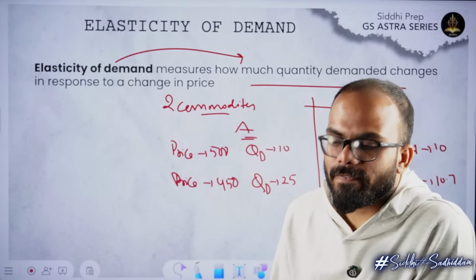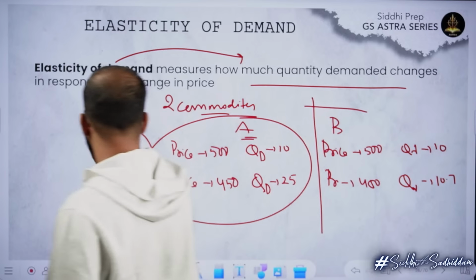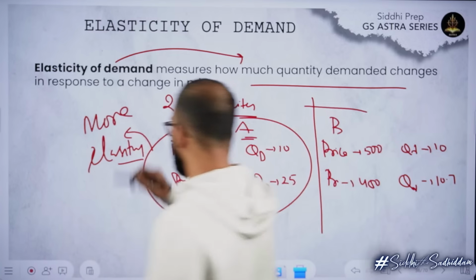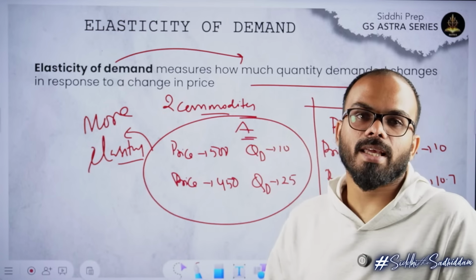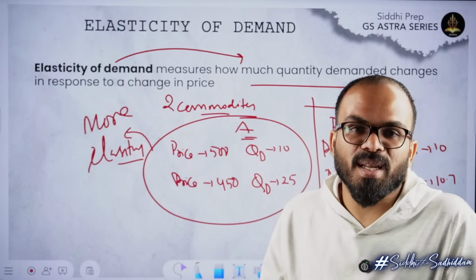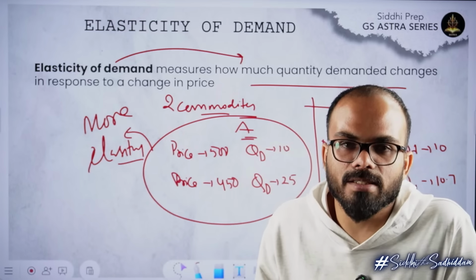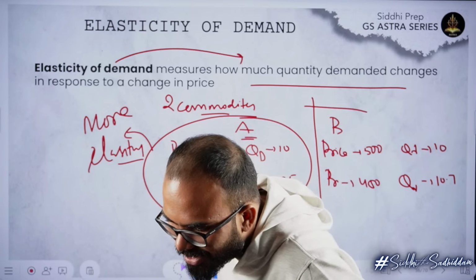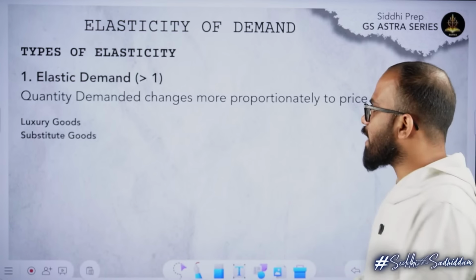So this product is considered to have more elasticity. If the response is more, you call it a good with higher elasticity. So elasticity is the extent of change that happens in demand as price changes. That is called elasticity, and there are various types of elasticities.